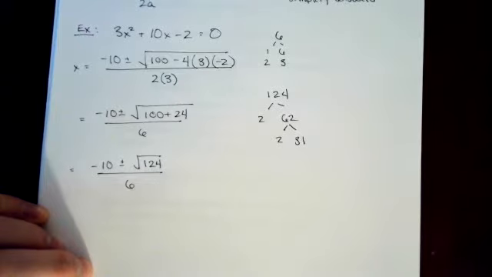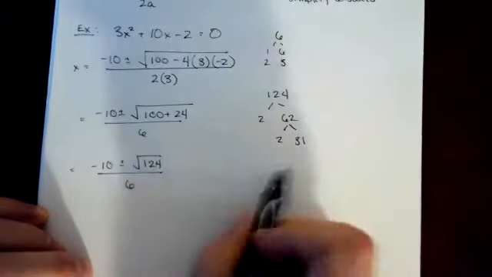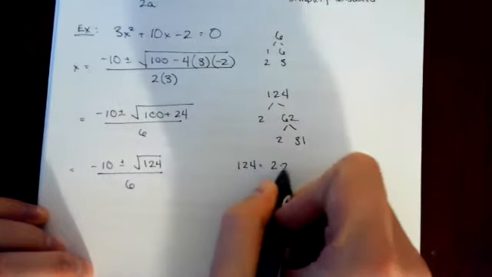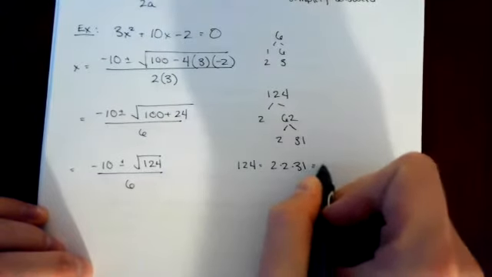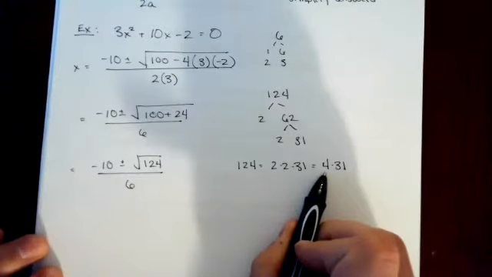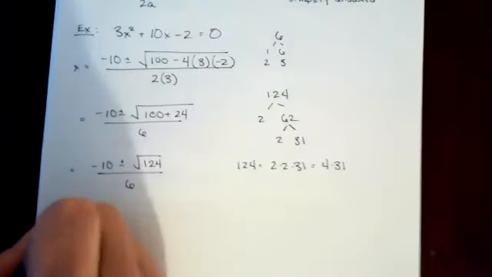31 is a prime number, so we can't go any further. And so we have 124 is 2 times 2 times 31, or in other words, it's 4 times 31. You're looking for these perfect squares. So how does it simplify?